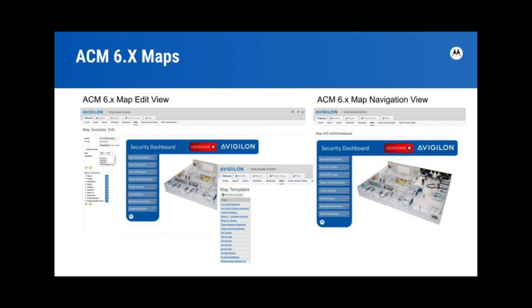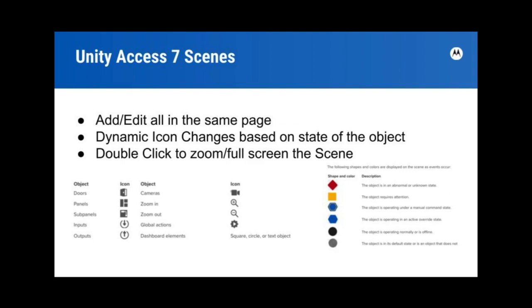that you would see in traditional floor plan maps. But within ACM 6, you would navigate to the map edit view, add your map, edit your map, and then navigate to the monitoring section where you would view your map that you just created and use it for day-to-day purposes. In Unity Access 7, we no longer have maps, we now call them scenes.